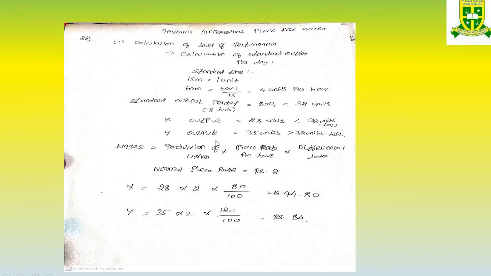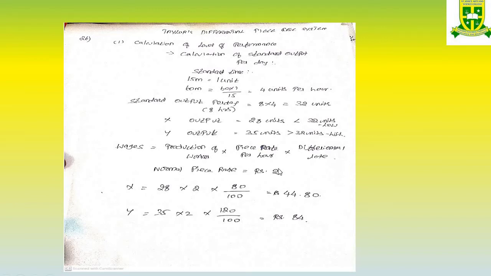Wages equal production of a worker, meaning how much they have produced, into piece rate, into differential rate. In the question itself, the piece rate has been given, so there is no need to apply the formula. If the rate per hour is given, you have to convert it into piece rate. So what is the formula for piece rate? Normal piece rate equals standard rate per hour divided by standard output per hour.